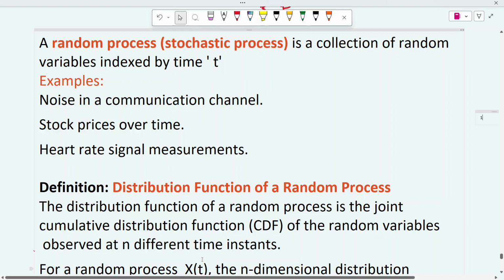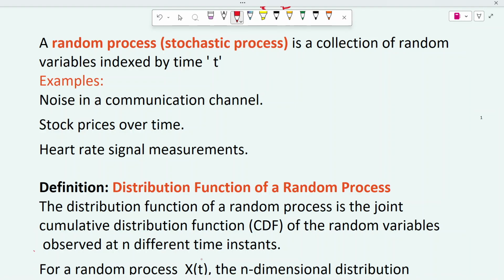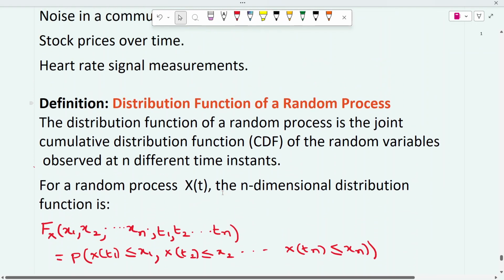So a random process, we can define it as a collection of random variables indexed by time t. Examples are noise in a communication channel, stock prices over time, and heart rate signal measurements. Now coming to the definition of the distribution function of a random process. So this is how it is defined.